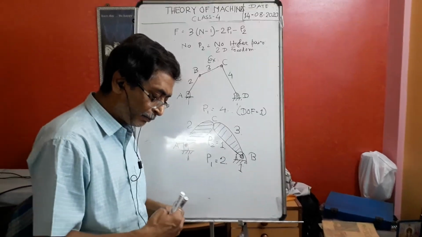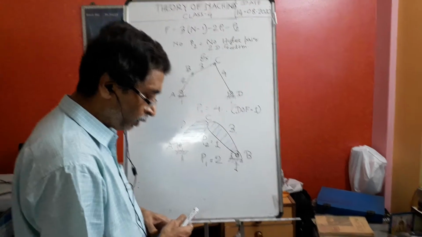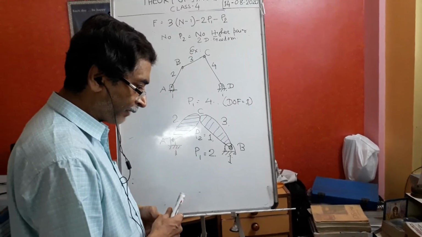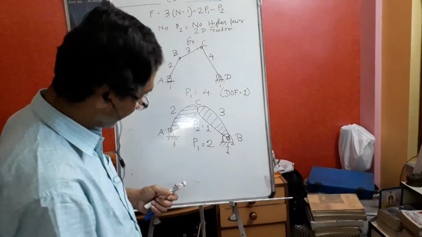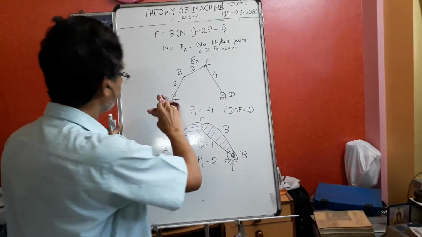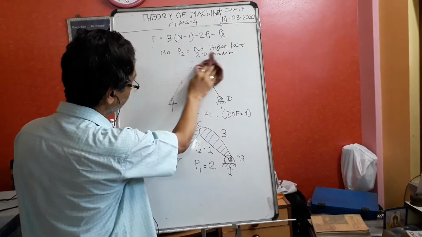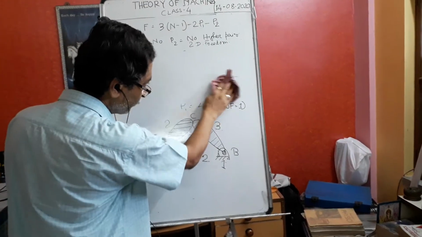There are also some methods that I will explain now, to find out the different types of pairs. So determination of pair, that I am coming to today. Now this is clear. Okay.